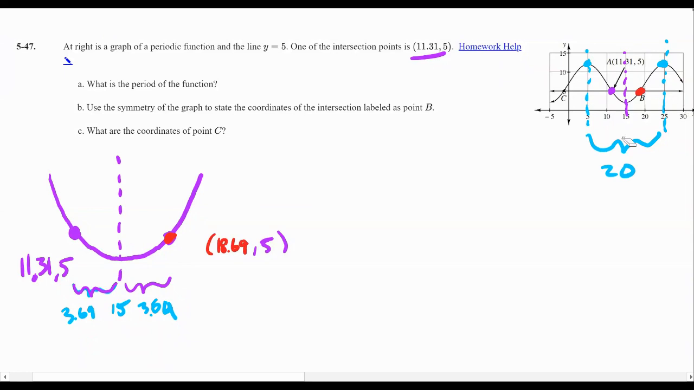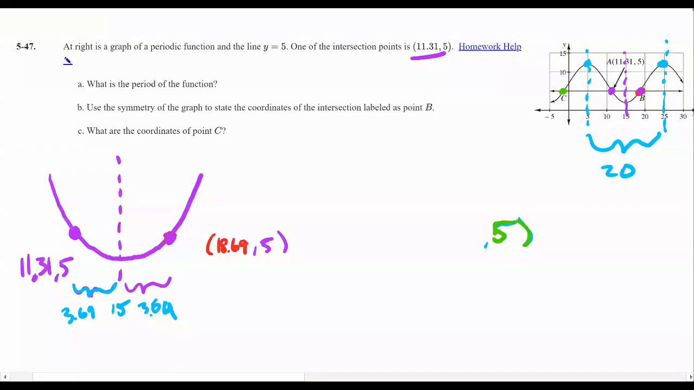Lastly, it says, what are the coordinates of point C? It looks like C is going to have, again, the same y value, so I know it's going to be something comma 5 again. Let's change colors here. C is over here, where it crosses y equals 5 again.